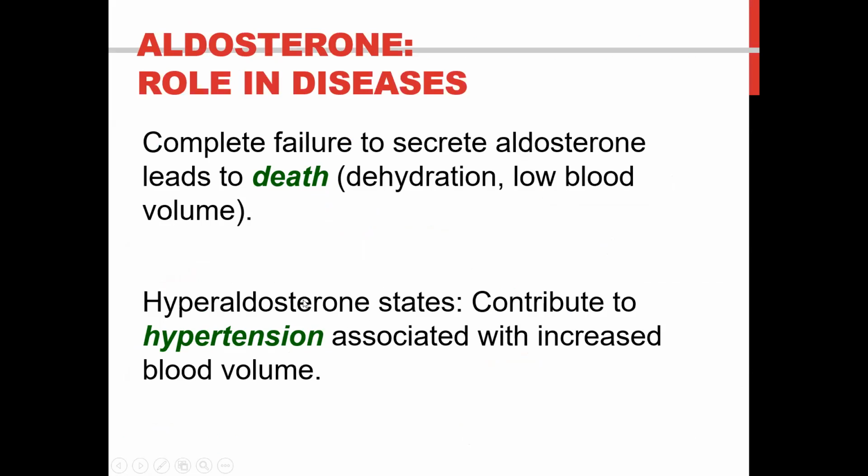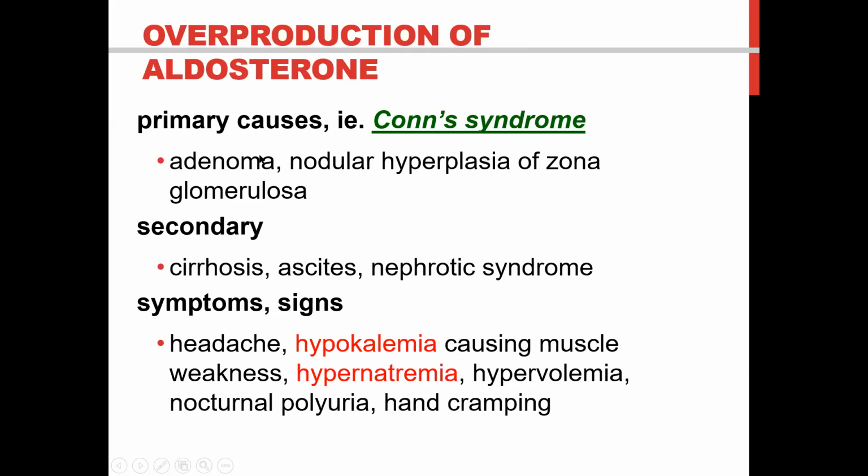Hyperaldosterone states, on the other hand, will contribute to hypertension. This is associated with increased blood volume. Now, for increased production of aldosterone, we have primary causes and secondary causes. Your primary cause, an example would be Conn syndrome. An example of this would be a unilateral adenoma. This is actually a benign tumor which would lead to increased production of aldosterone.